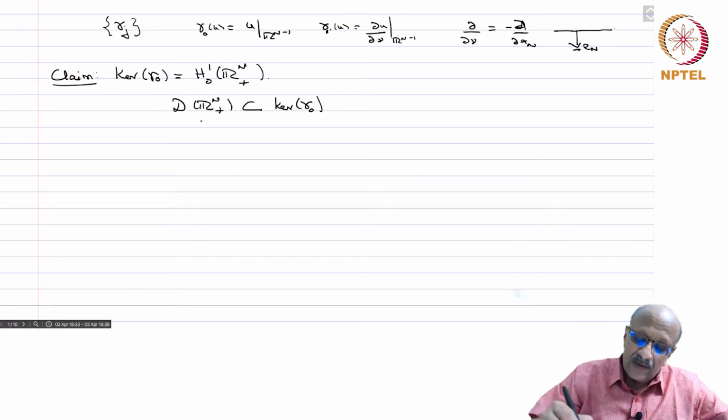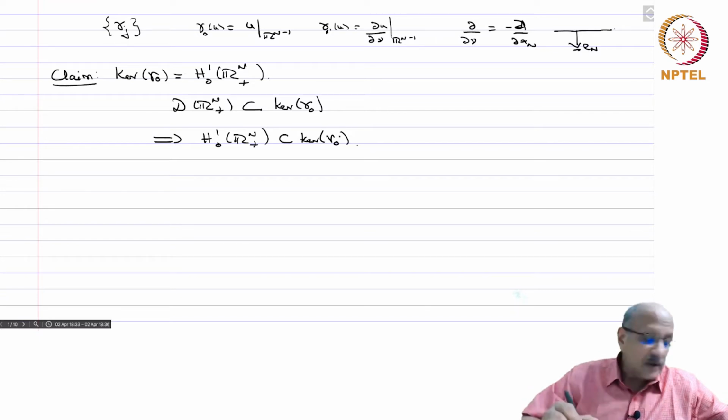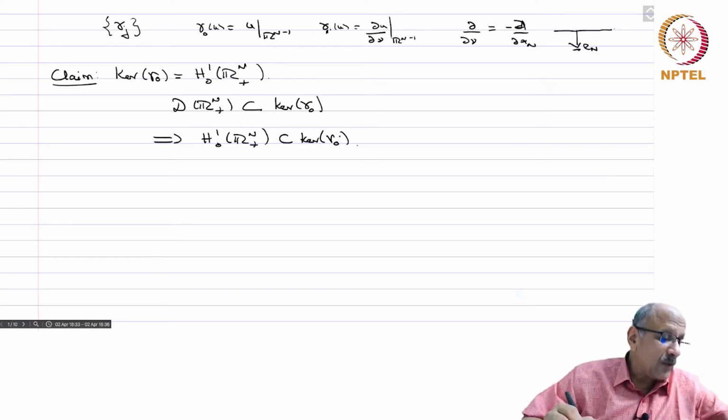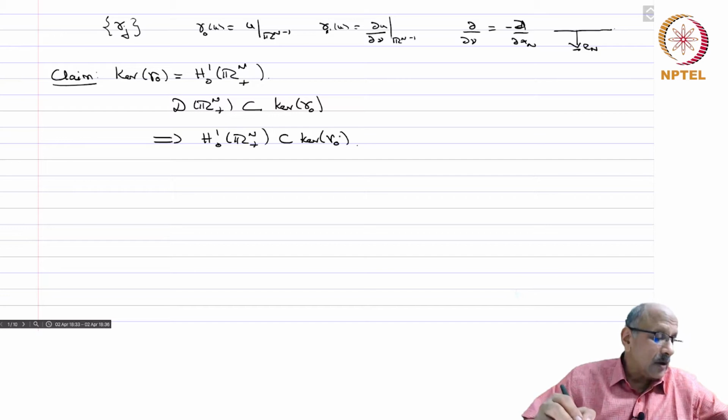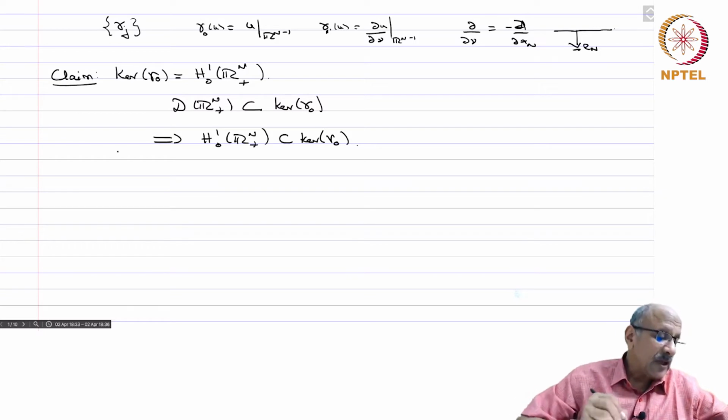And then this is a closed subspace. The kernel of gamma naught is a closed subspace because it is the kernel of a continuous linear map, and therefore this implies that H^1_0 of R^n plus is contained in the kernel of gamma naught. So we need to prove the reverse inclusion, namely the kernel of gamma naught is in H^1_0. That will prove the theorem. For that we need some technical results before.